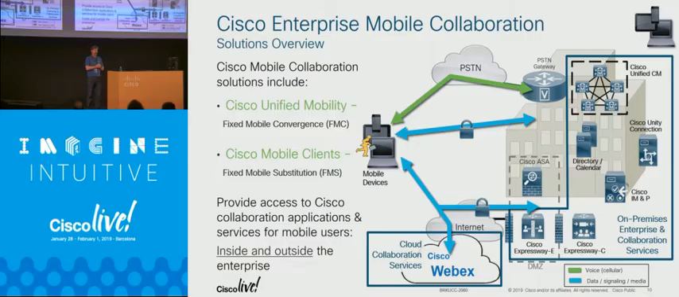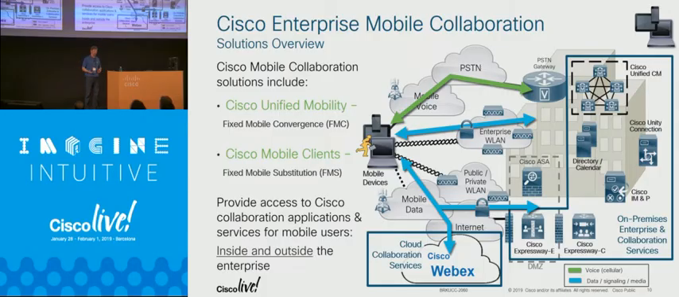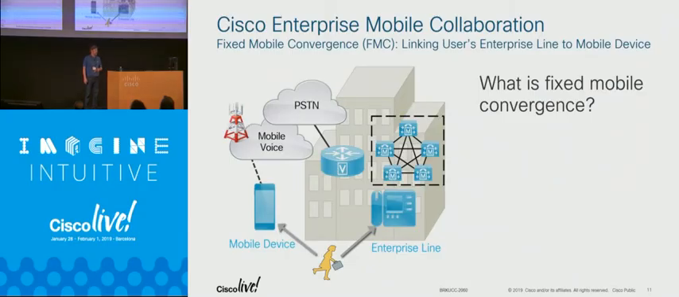From a high-level overview, our mobile collaboration solutions from Cisco really involve two things: unified mobility, or fixed mobile convergence, which you've heard me mention a couple of times and I'll define again in just a second, and then Cisco mobile clients. Again, the idea is providing any of these collaboration services on any of our devices, whether we're inside or outside the enterprise, no matter where we're located. That's over Wi-Fi, over the mobile data, over the PSTN, all those things we're talking about here. I've said fixed mobile convergence and fixed mobile substitution a few times, so let's jump in and talk about what we mean by fixed mobile convergence.